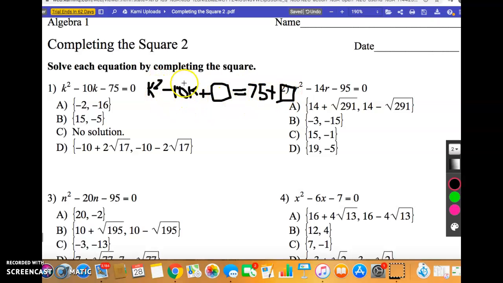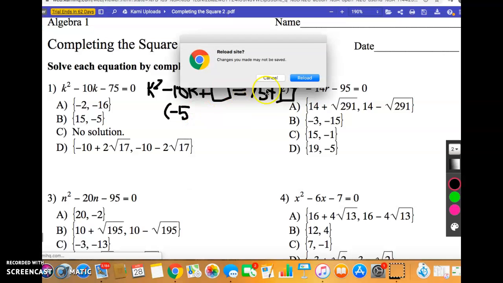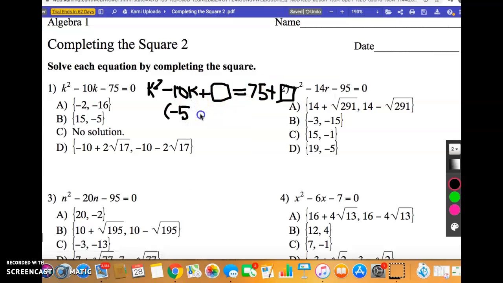Next thing is, here's our b term. So -10. If I take that and divide by 2, I'll put this in parentheses. You get -5. All right, so -5 goes inside there. And then if I take this -5, I'm going to square it. So whatever this b term is, when you divide by 2, we square that, and that's what's going to go inside this box. All right, so -5 squared is 25.